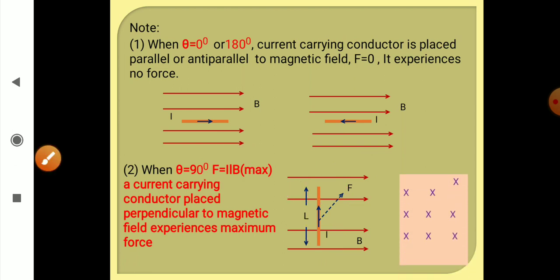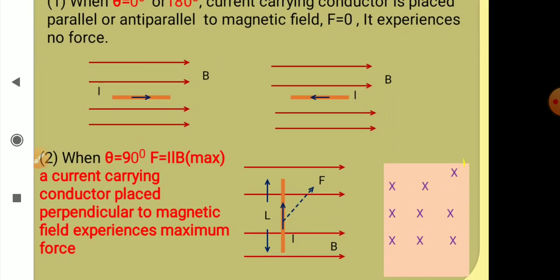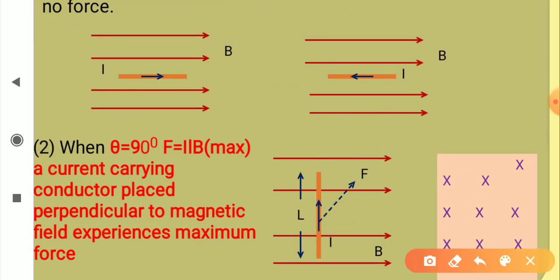And what if the magnetic field is normal to the board? See, I have taken a situation where magnetic field is normal to the board and directed inwards, and the conductor is placed in the plane of the paper.